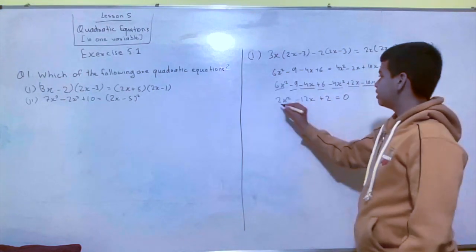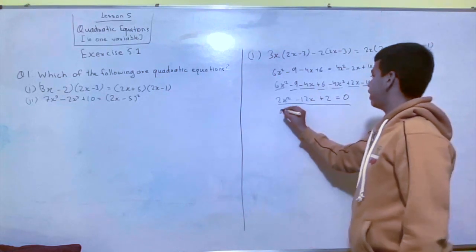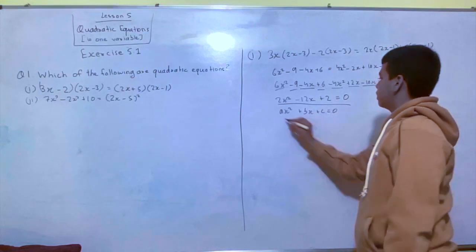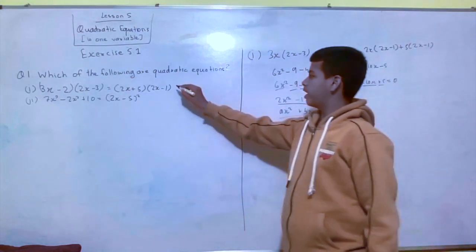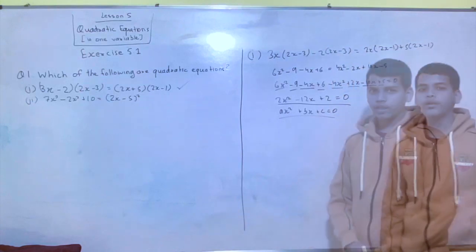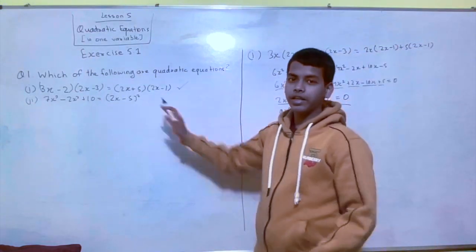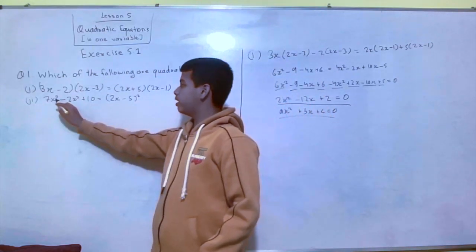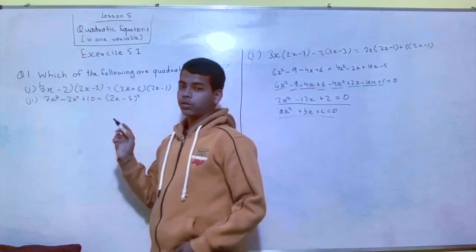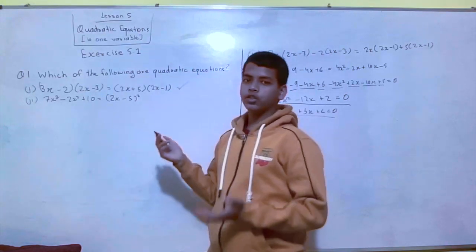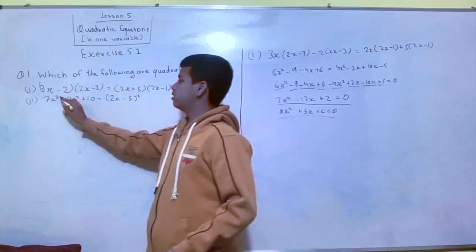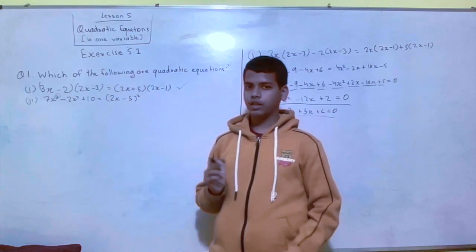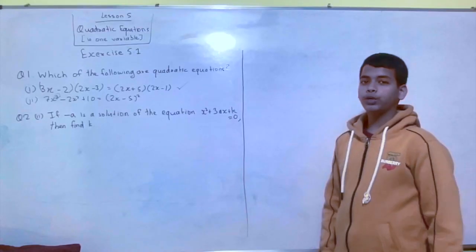Now as you can see, this is in the form of ax square plus bx plus c is equal to 0. So that means this is a quadratic equation. Now in the second one we can just look at it and guess the answer. As you can see, the highest power here is 3. So we can directly say it is not a quadratic equation because the highest power is 3, not 2. In a quadratic equation the highest power is always 2, not 3. Now let's come to the next question.